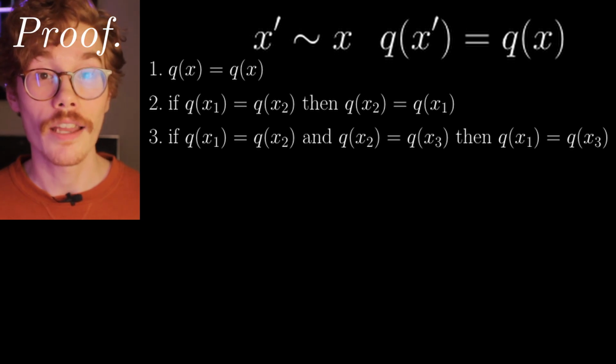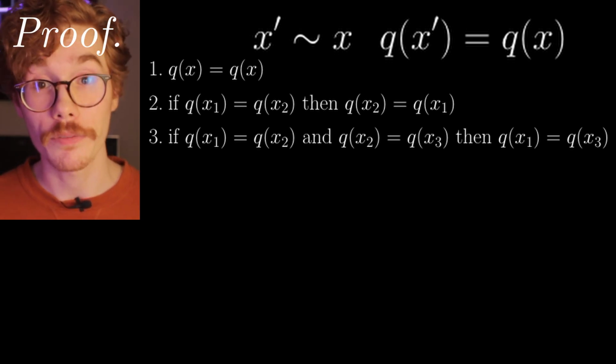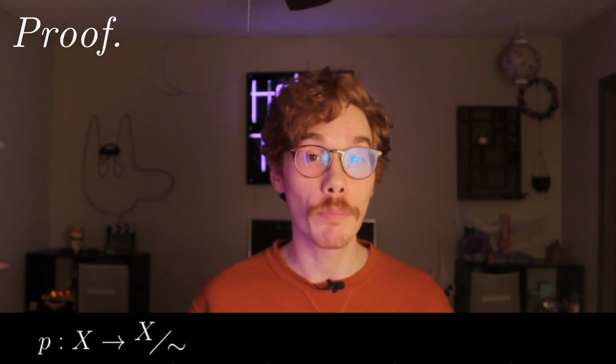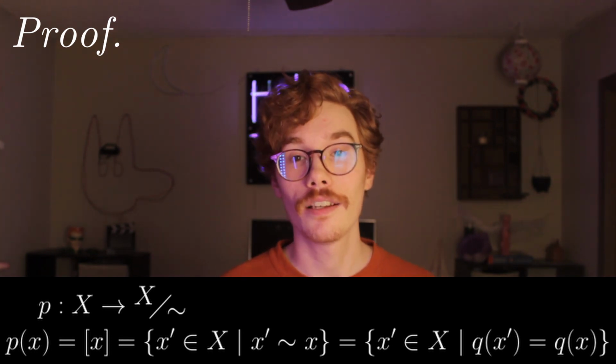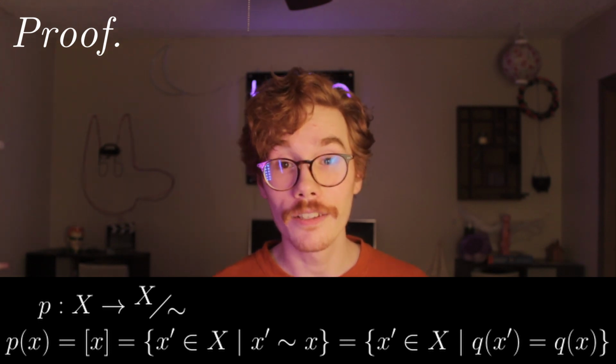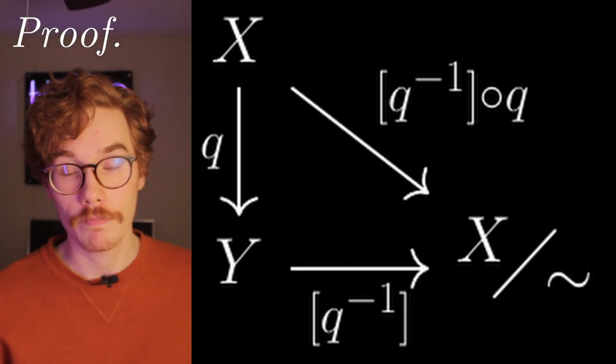Then construct X mod that equivalence relation. There's a function P from X to its quotient, which just sends a point to its equivalence class, which is, for a point X, the set of all X primes in X where X prime is equivalent to X. But since we have the equivalence relation in hand, this is just the set of X primes in X where Q of X prime equals Q of X. Now, consider this diagram.